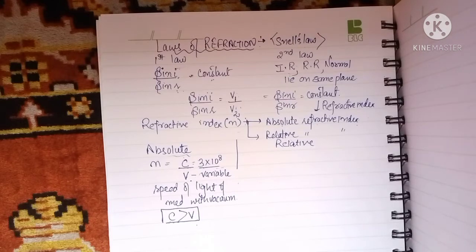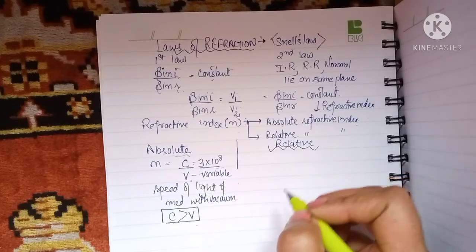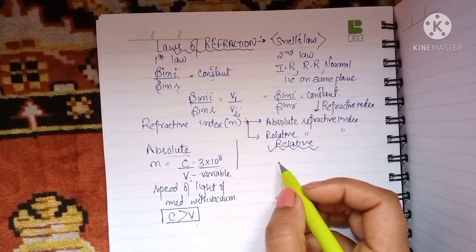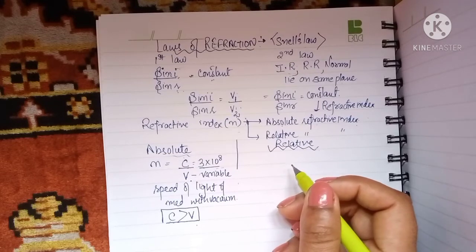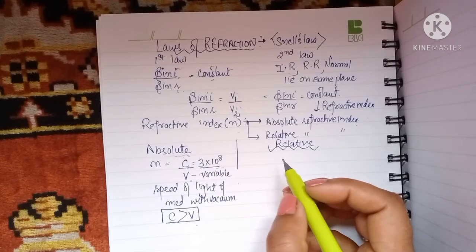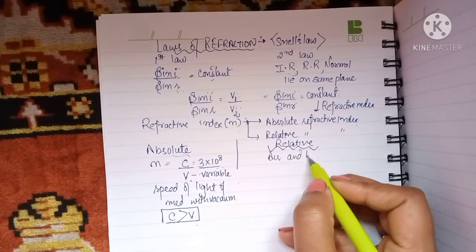Now it comes to the relative refractive index. In the case of relative refractive index, what happens? As the name indicates, relative means they have a relation, right? Here we are relating the absolute refractive index of medium 1 to medium 2. Let's say we have two media, first is air and another one is water.